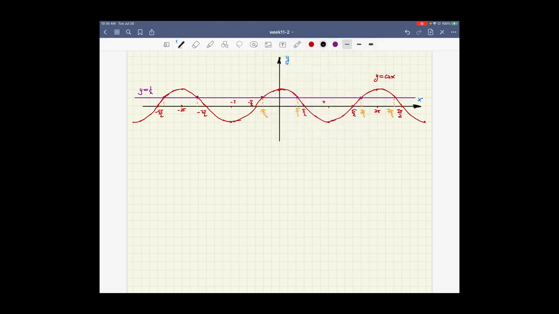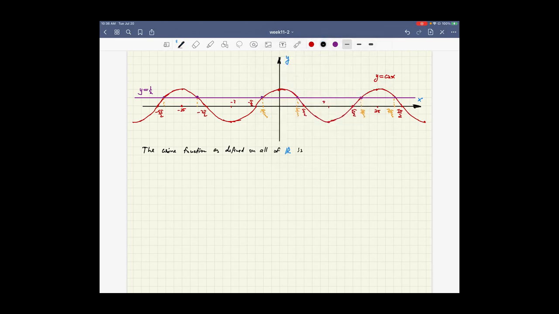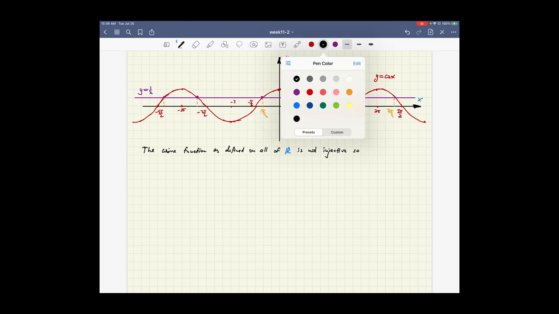So the technique is the same. We simply know that the cosine function as defined on all of R is not injective. So by convention, we restrict the domain of cosine from the entire real line to a much smaller set, 0, pi.